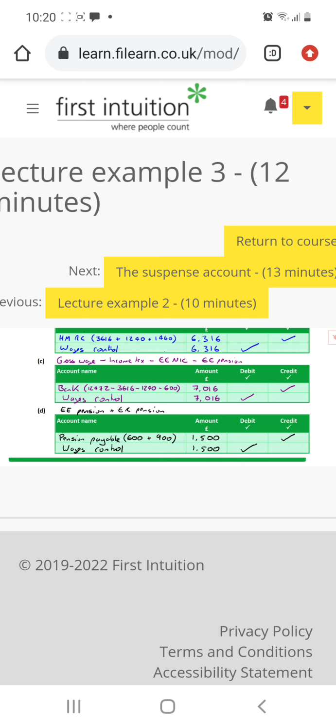So make sure you're familiar with this and familiar with payroll journals because, realistically, in the assessment, you're going to have to do something around payroll and payroll journals. This is the kind of thing that will be coming up consistently within the assessment.